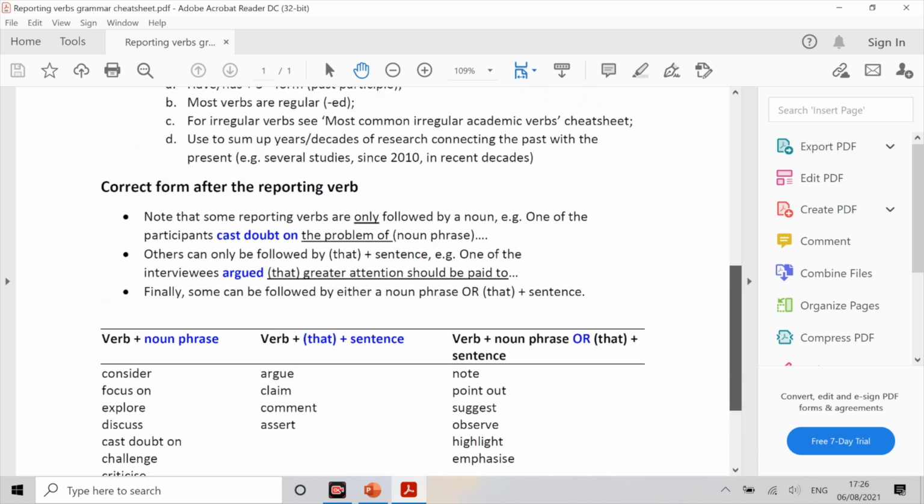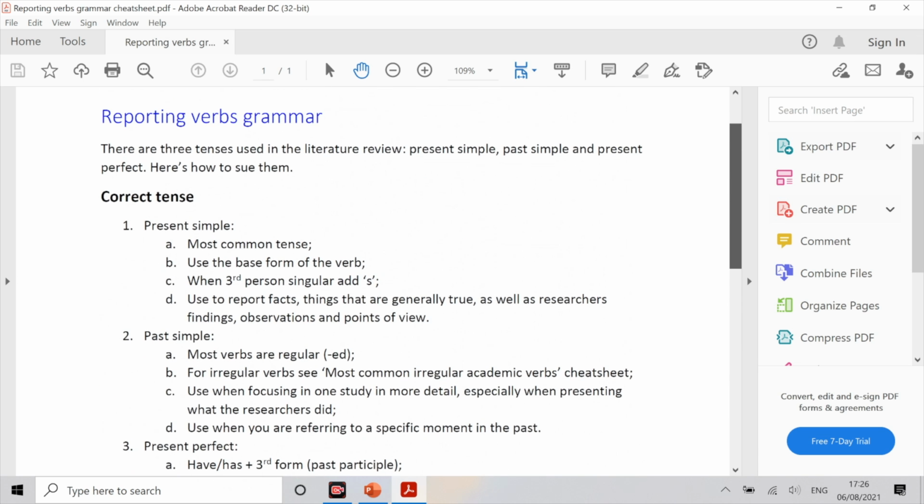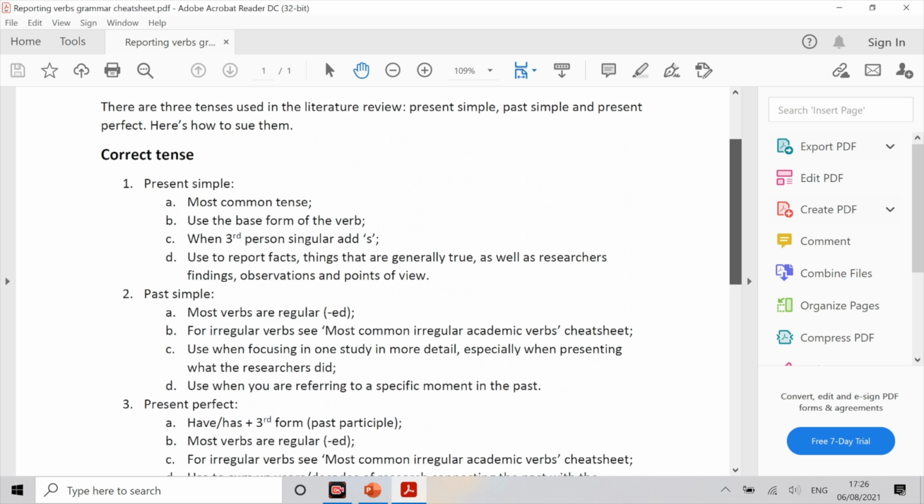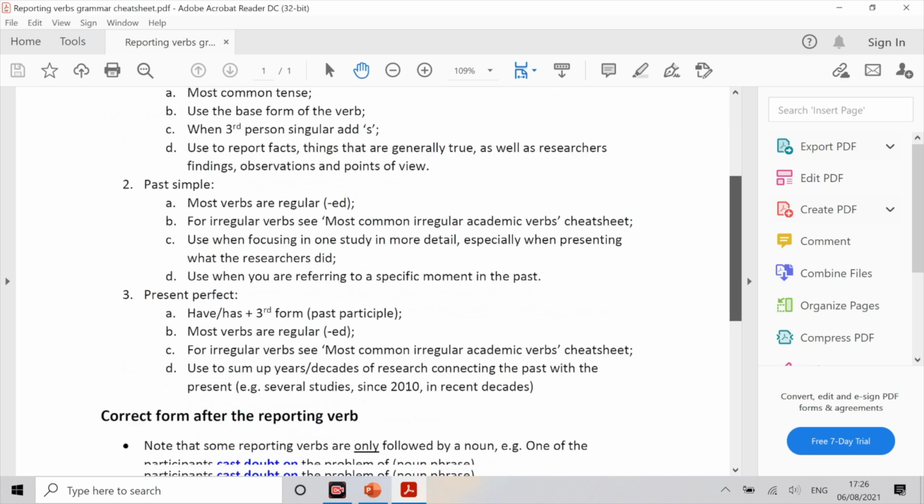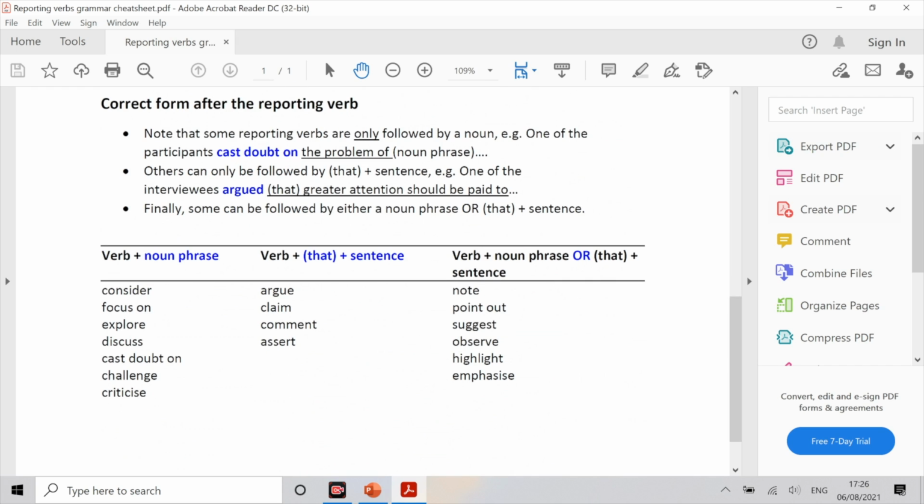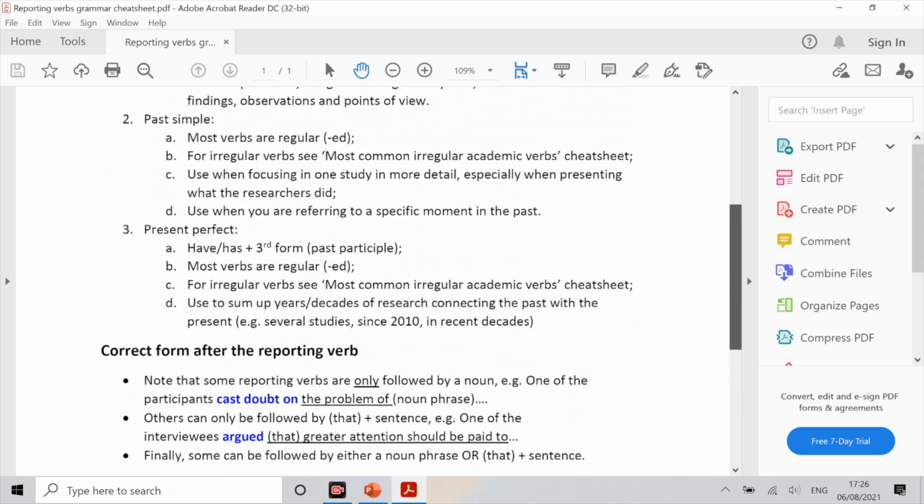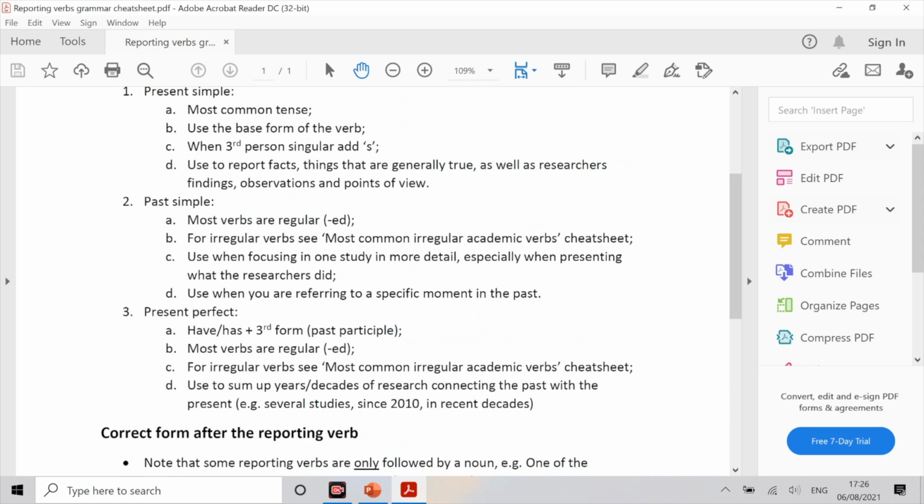So I would really recommend again that you print it out or you keep it somewhere available as you're writing the literature review. Whenever you're in doubt, which tense should I use, how do I use a particular reporting verb correctly, then you've got this and you can avoid making mistakes.